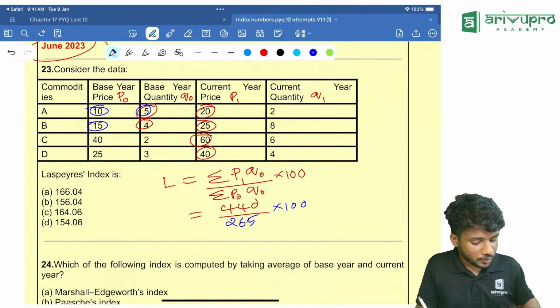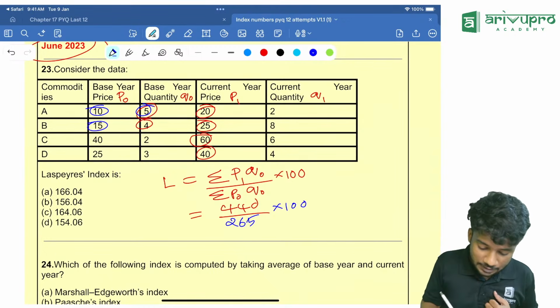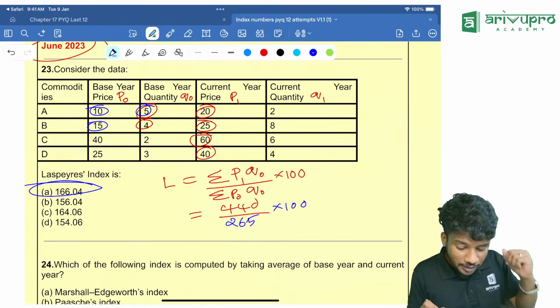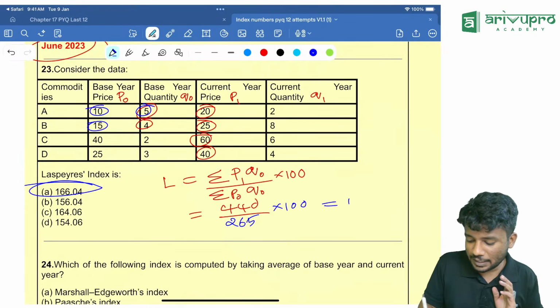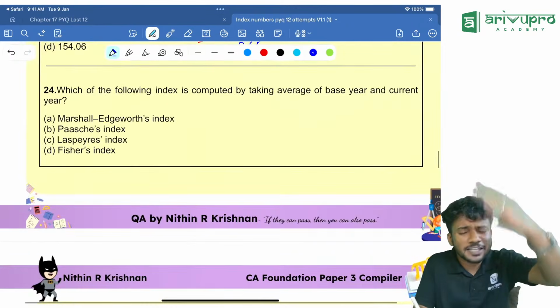440 divided by 265 into 100, how much is the answer? Option A, 166.04. The nearest answer we are getting is 166.037. Option A is your answer. Yes, very good.